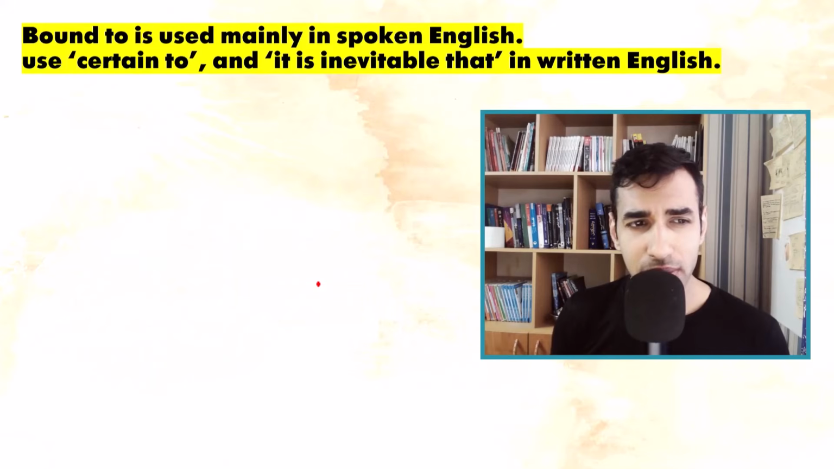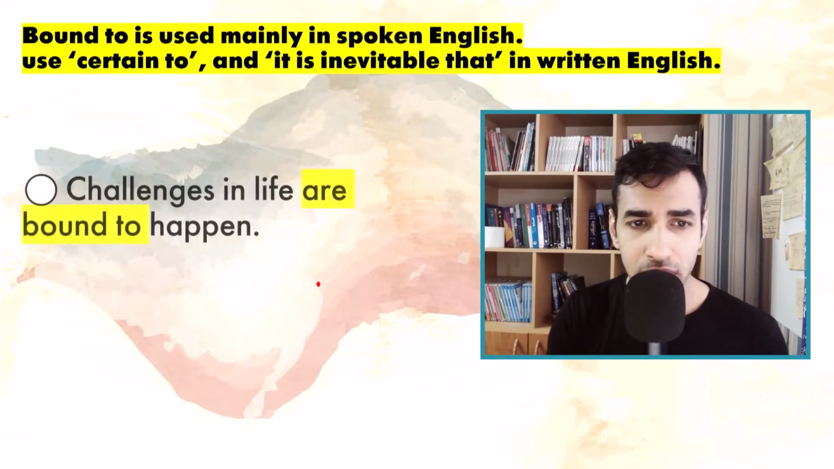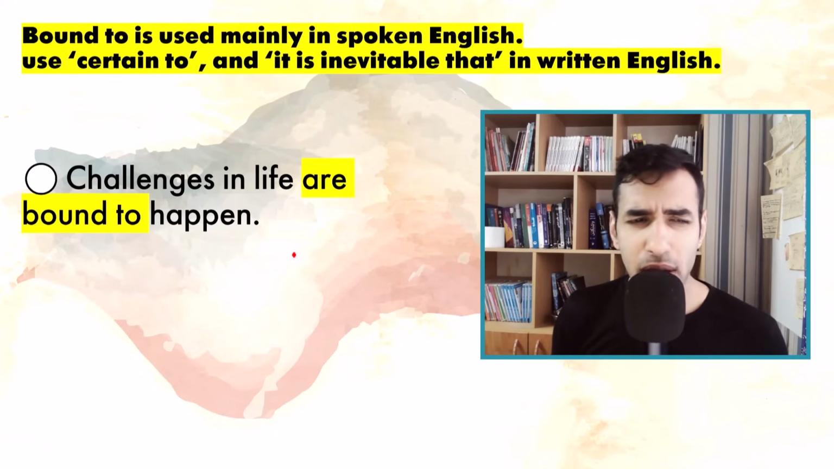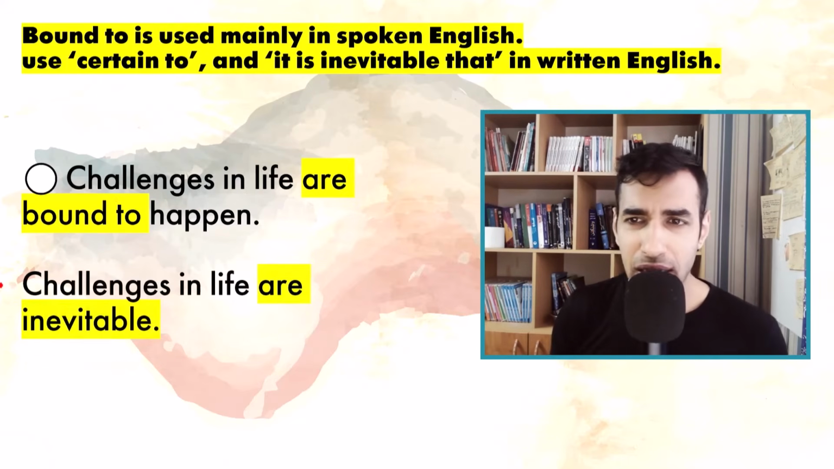Another example. Challenges in life are bound to happen. If you are using this sentence in written English, don't say are bound to. Instead use be inevitable. Challenges in life are inevitable.